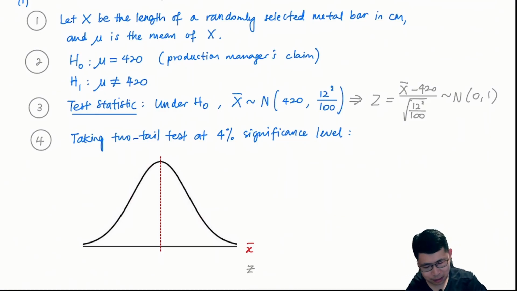Okay, so x bar, the mean is 420, so this is symmetrical about the mean. For the z value, it will be 0, because the mean would be at 0. Okay, so I will mark out the area for our 4% significance level on both tails. So these two areas over here, right?